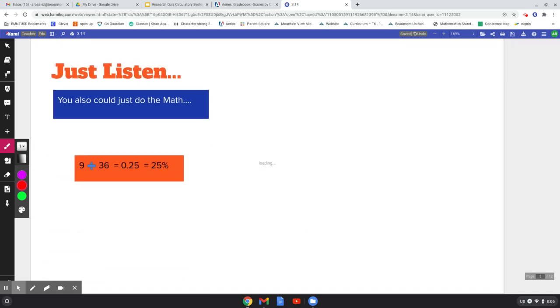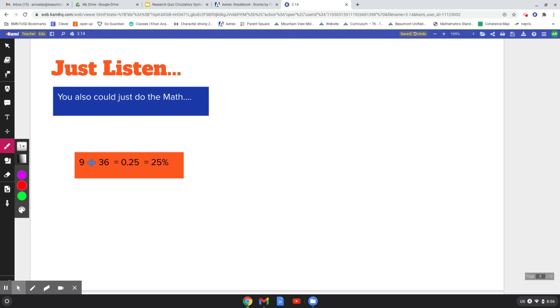Me personally, I added this. This is the way that I would solve it because I'm not very big on the tables or the diagrams. I am more of a math person. So I would just divide them. I would do 9 divided by 36, and it would give me 0.25 in a calculator. And then I would move my decimal over 2 to the right, like I've taught you, and I would get 25%. So really, there's no right or wrong way. This is just a different way for you to do it.